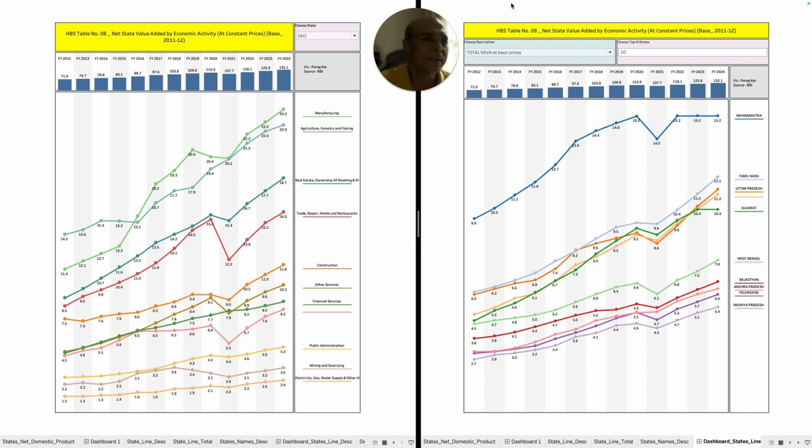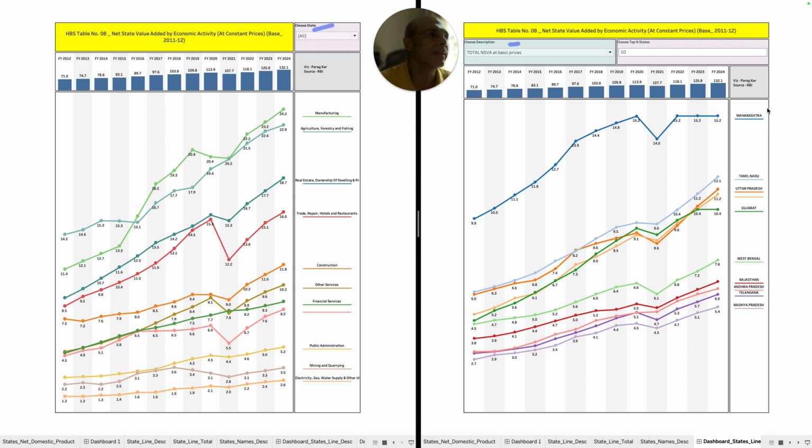And on the right hand side of this particular table, in the same dashboard, actually the same file with a different dashboard, I have got a filter which will filter out the various dimensions, right? Which is manufacturing, agriculture, forestry. Instead of state, I am filtering the dimension. Here there is state and here are the dimensions, right?